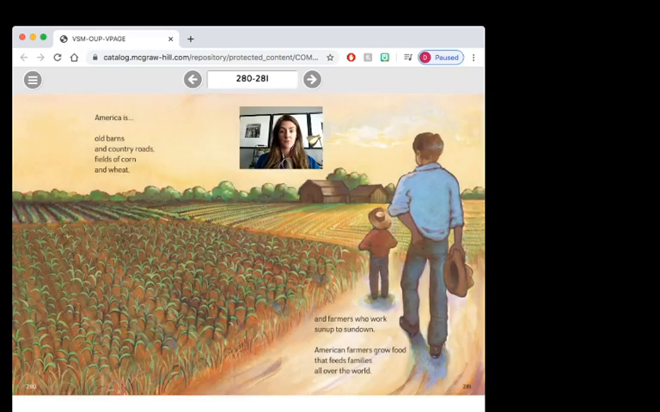Turning the page. Ooh, a beautiful picture of a farm. America is old barns and country roads, fields of corn and wheat. Mm-hmm. So this is part of America as well. And farmers who work sun up to sundown. American farmers grow food that feeds families all over the world.